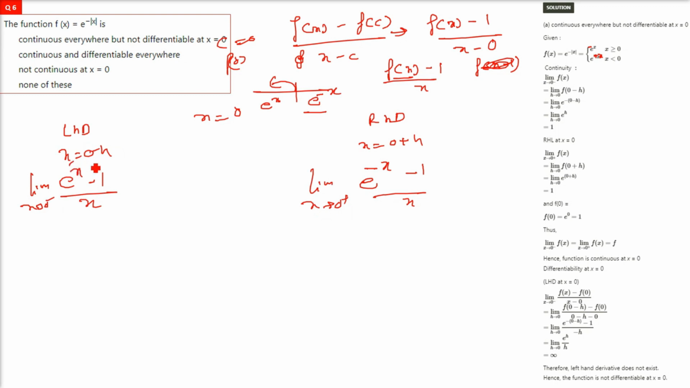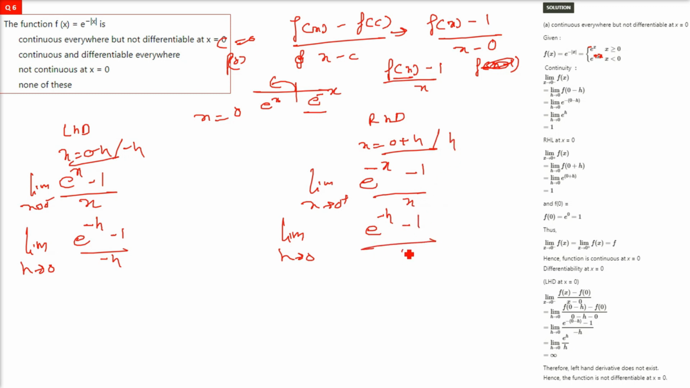Now replace it by 0 minus h and 0 plus h. So you have to change the limit. The limit will be h tends to 0. e raised 0 minus h is e to the minus h only, and 0 plus h is h only. So on the left, e raised to the power 0 minus h, that is e to the minus h minus 1, and negative h in the denominator. On the right hand derivative, it will be limit h tends to 0, e raised to the power minus h, minus 1 by h.